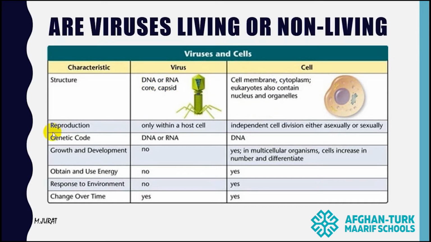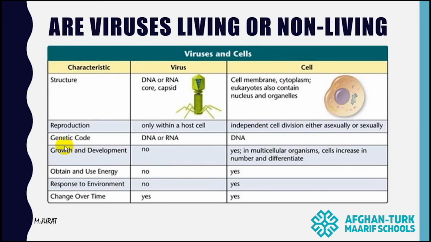That's it. About reproduction, a virus can only reproduce, can only make copies of itself, if it is inside a host, inside another living organism. It is necessary for a virus to have a host, but other cells are independent, meaning they do not need any other organism for reproducing. They can reproduce by themselves. They do cell division, making copies of themselves, and their reproduction can be asexual or sexual, like the mitosis or meiosis stages.